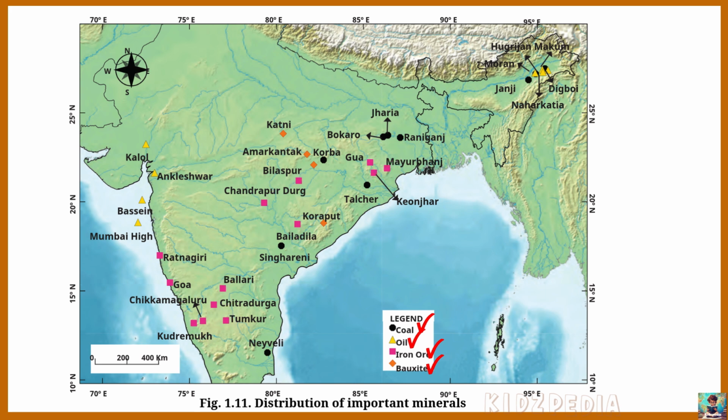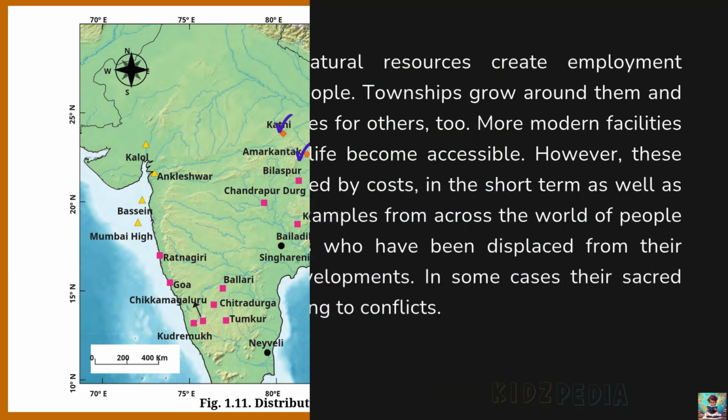Coal is found in Makum, Janji, Bokaro, Jharia, Raniganj, Korba, Talcher, Singareni and Neyveli. So, coal is mainly found in eastern and few in southern and central India. Bauxite is found in Katni, Amarkantak, Bilaspur, Koraput. So, these are mostly in central and eastern regions. So, resources are not evenly distributed.